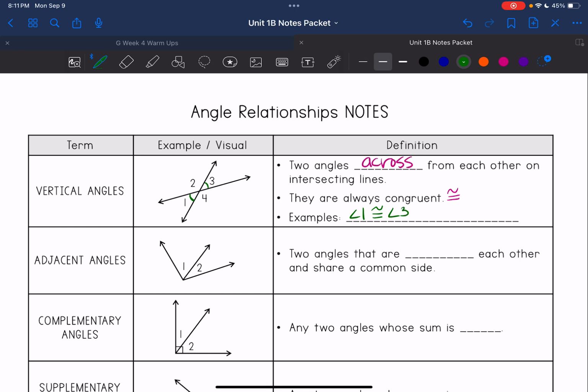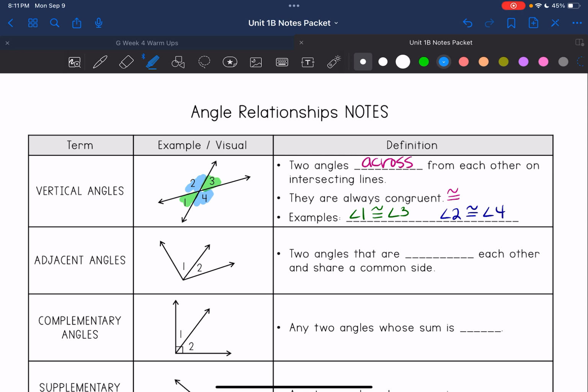Okay, but that's not the only set that's in this picture. So you could also do the same thing with angle 2 and angle 4. They're across from each other and they're congruent. So angle 2 is congruent to angle 4. Those are vertical angles. Let me erase these little marks. I'm going to do it with my highlighter so we can see it better. So 1 is across from 3 and 2 is across from 4. That's what we're looking at when we're looking at verticals.